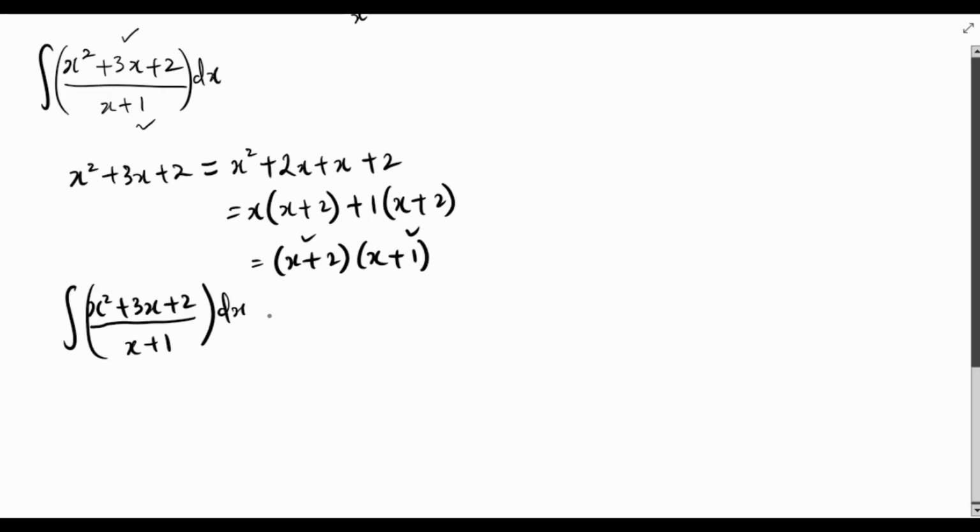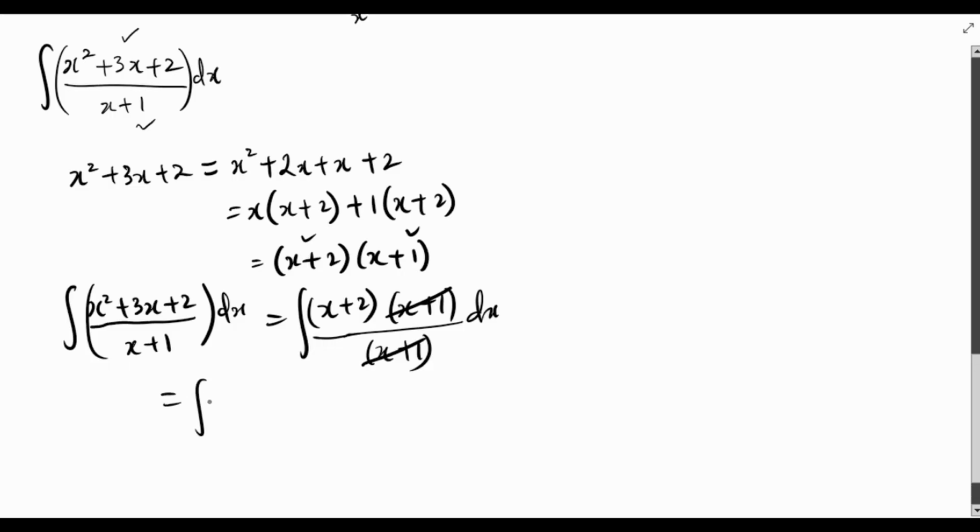This could be written as our new numerator, (x plus 2) multiplied by (x plus 1), divided by (x plus 1). Good. So you see x plus 1 is common, we can cancel out. Don't forget the dx. So we can rewrite this as x plus 2 dx. Now it's easy. If we integrate this, remember integration, you add 1 to the power, so x to the power of 1 plus 1, divided by that 1 plus 1.